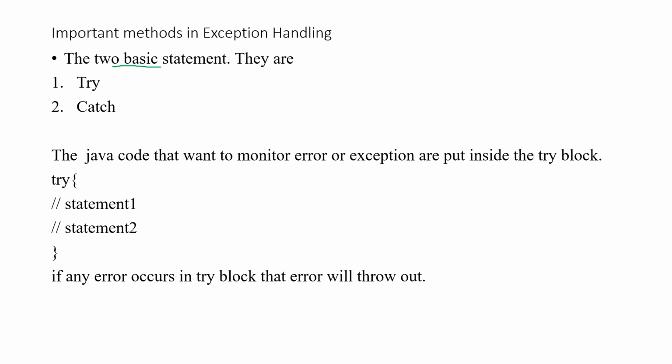There are two basic blocks in exception handling. They are try and catch. The Java source code that you want to monitor for exceptions is put inside the try block. The try block contains the block of code. It monitors whether any errors occur in the try block. If any error occurs inside the try block, the error will be thrown out.